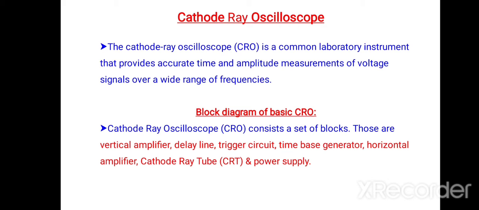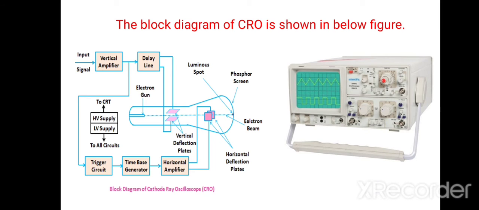Let's discuss the block diagram of the CRO, that is the cathode ray oscilloscope. The cathode ray oscilloscope is a common laboratory instrument that provides accurate time and amplitude measurement of voltage signals over a wide range of frequencies. This is the block diagram of the CRO.